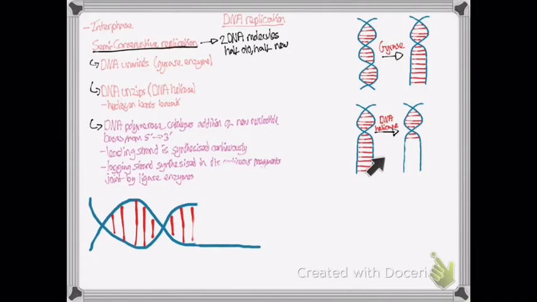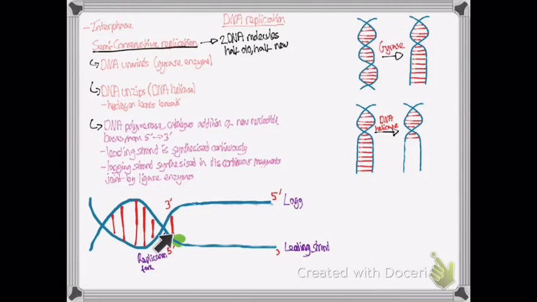It's unzipped by DNA helicase, okay, so that's become unzipped. And then we've got our two strands. We've got our 3' to 5', which is this one, and we've got our 5' to 3', okay. The 5' to 3' is our leading strand, the 3' to 5' is our lagging strand, and the part in the middle that's being constantly unzipped is our replication fork. So DNA helicase is unzipping at the point of replication fork.